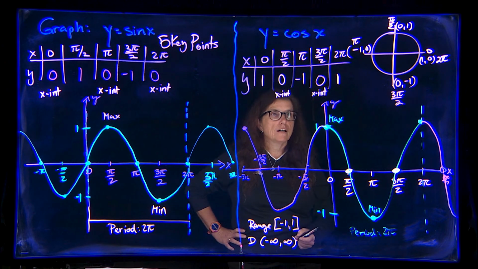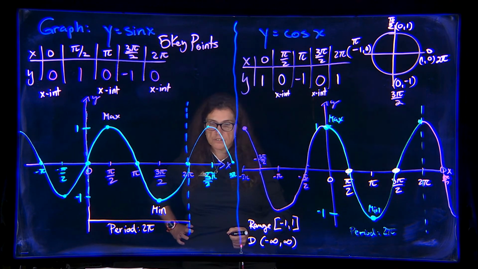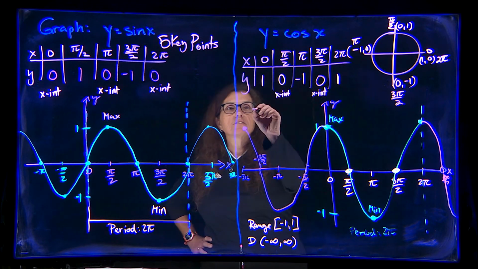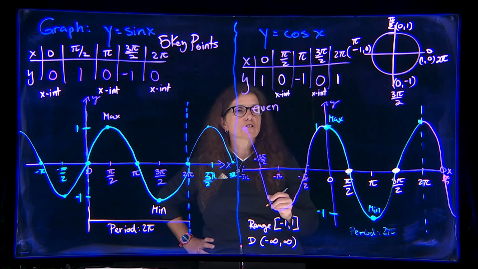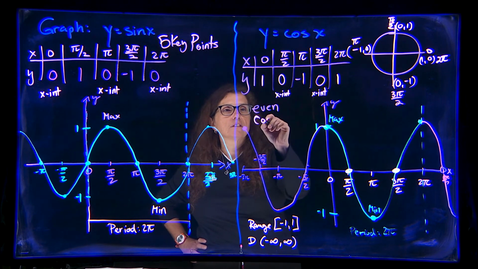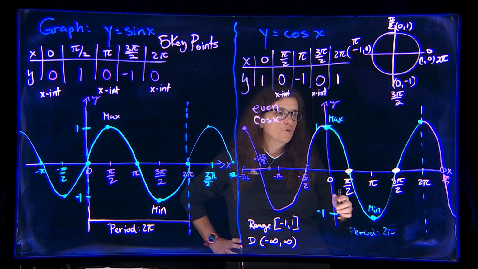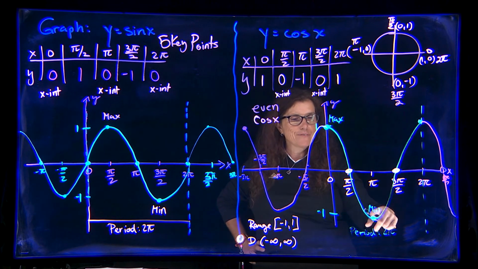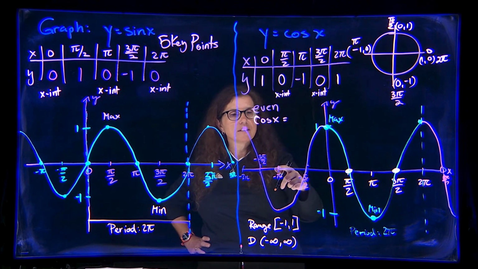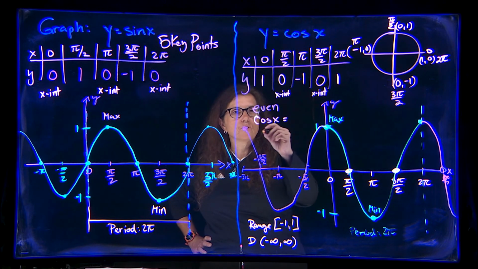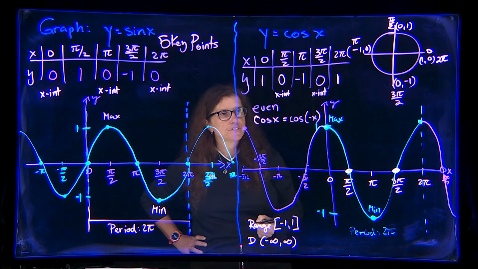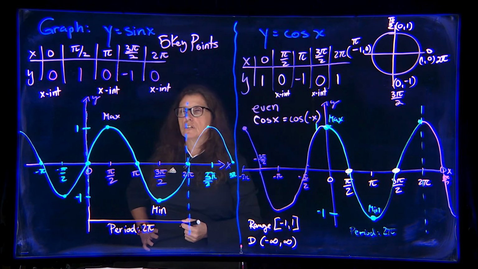What else? We have a cosine function. The cosine function is an even function. What does that mean? That means if we have the cosine of x, for example, of pi, which is negative 1, the cosine of negative pi is also negative 1. So the cosine of x is exactly the same as the cosine of negative x. Even function.